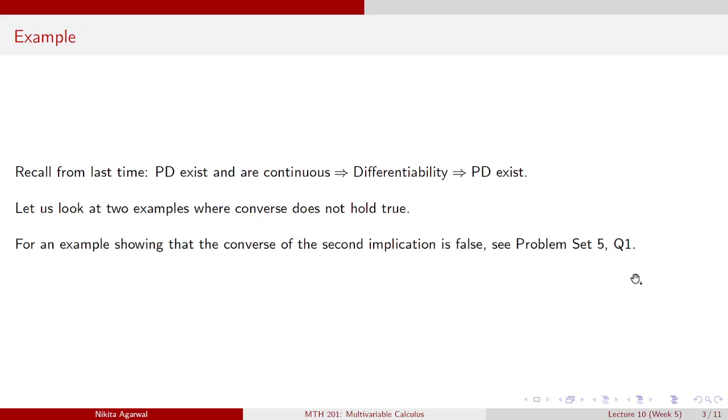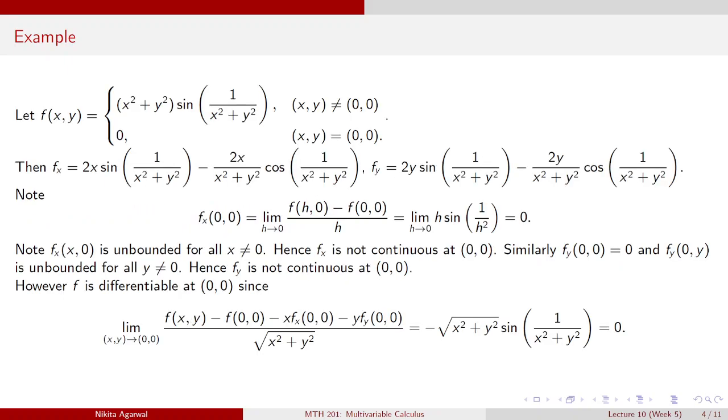But let us discuss an example where the function is differentiable at a point, but the partial derivatives exist and are continuous condition fails. So this is the example. f(x,y) is (x square plus y square) times sine of 1 by (x square plus y square) when x and y are not both 0, that is you are away from the origin, and 0 when you are at the origin.